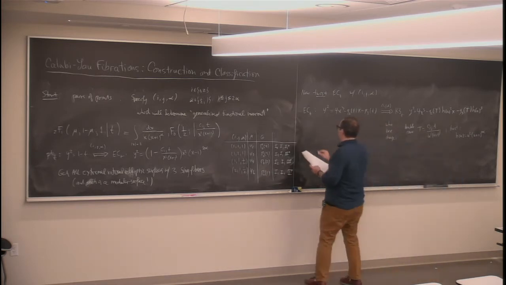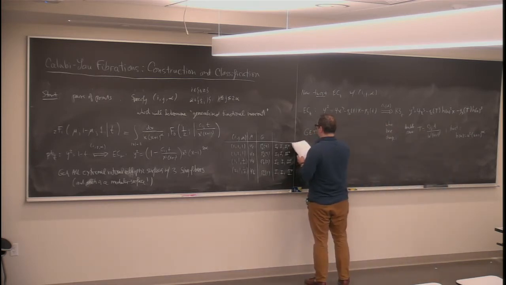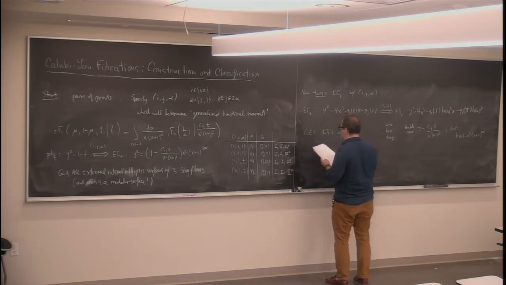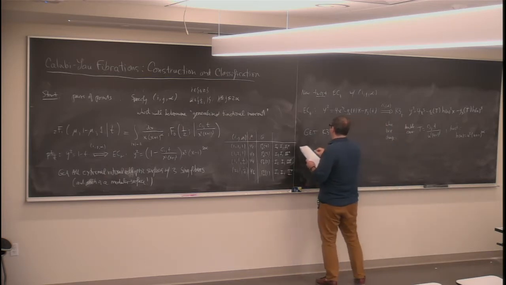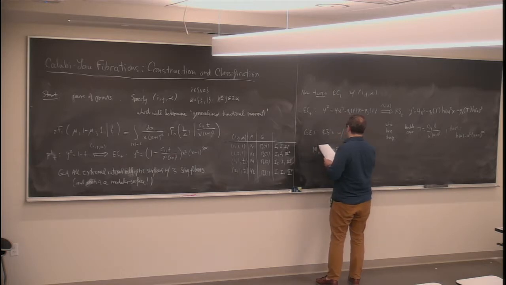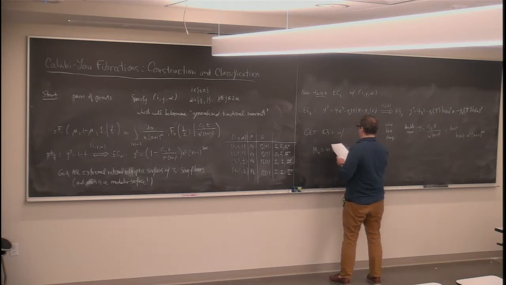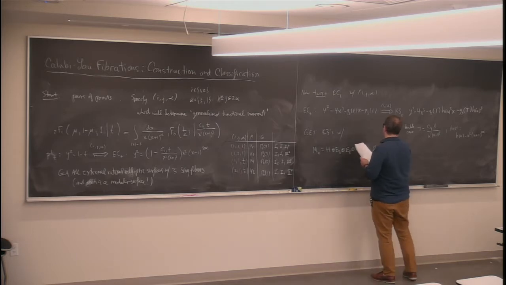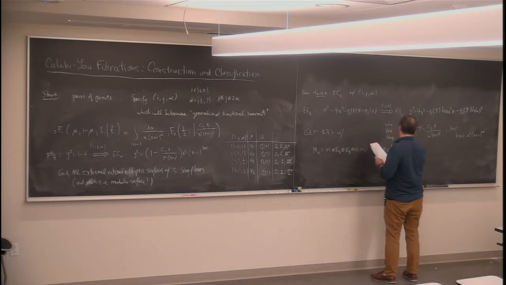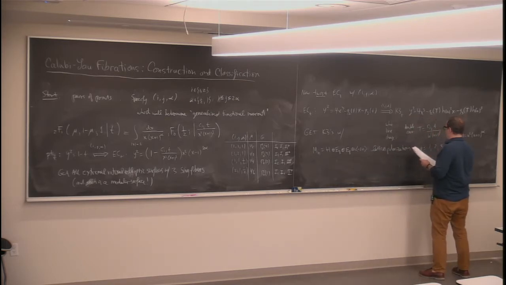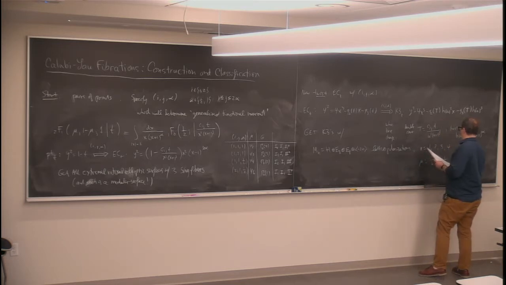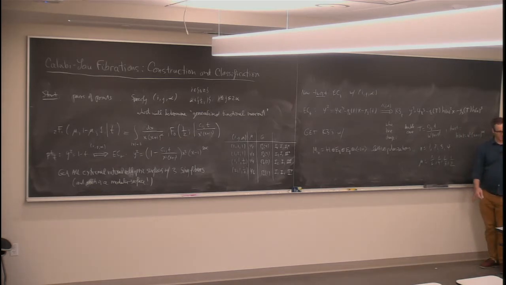Okay, so what we get from this is K3s with, well, and now drum roll, M_n equal H plus E8 plus E8, negative definite E8s, plus minus 2n lattice polarizations, where n equal 1, 2, 3, 4, mu equal 1/6, 1/4, 1/3, 1/2. Okay.